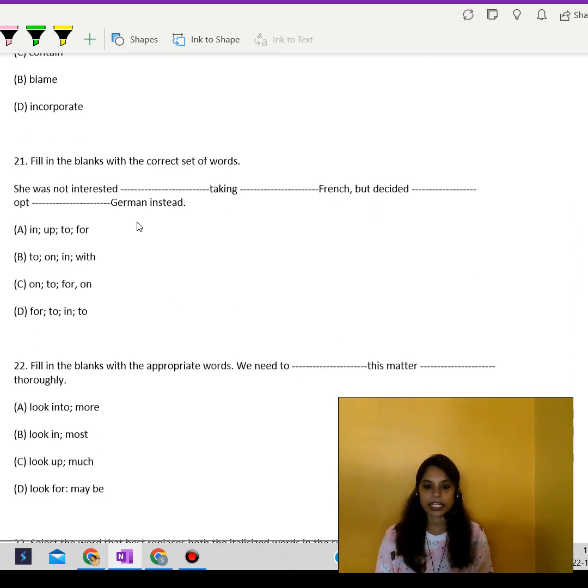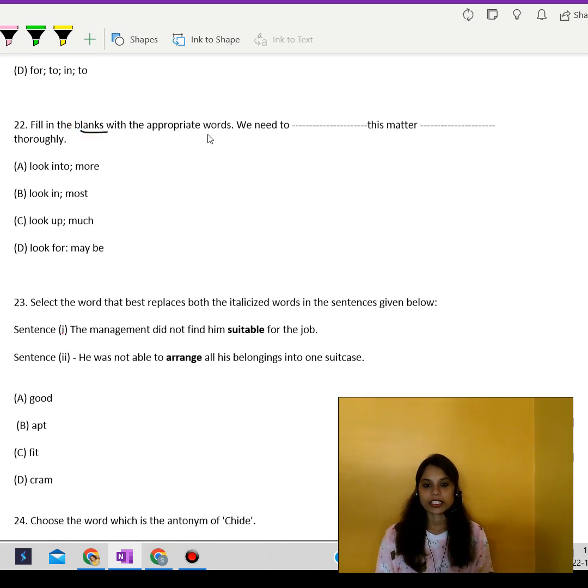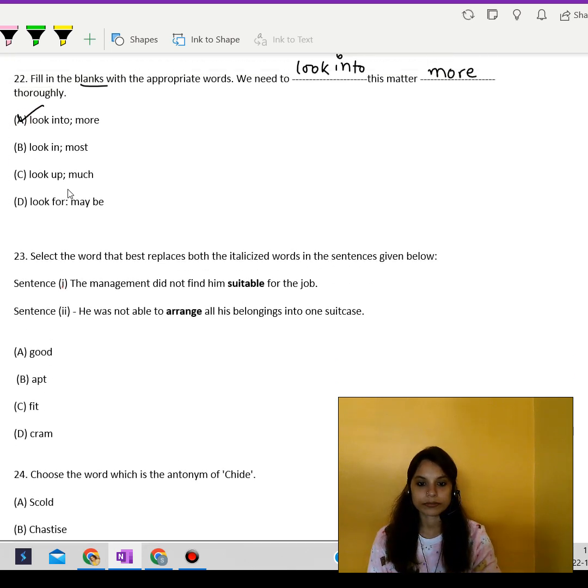Next. Fill in the blanks with the correct set of words. She was not interested in taking up French, but decided to opt for German instead. So we are basically going with the first one. Fill in the blanks with the appropriate words. We need to look into this matter more thoroughly. Okay, that would be our answer. That is obviously A: look into and more.